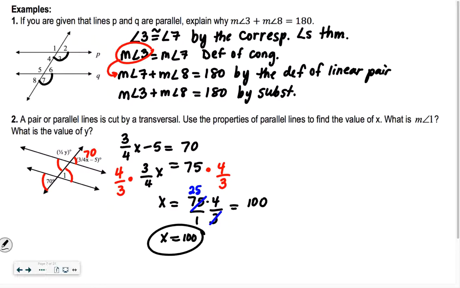And then I'm going to do what Kushal's saying. So he's saying, well, 1/2 y plus 70 equals 180, because those are right next to each other. They make what we call a linear pair. They're supplementary. So this plus this has to equal 180. So when I subtract my 70 over, I get 110.